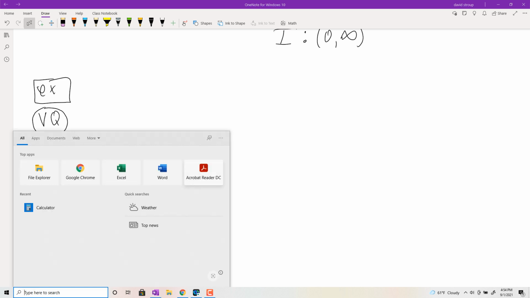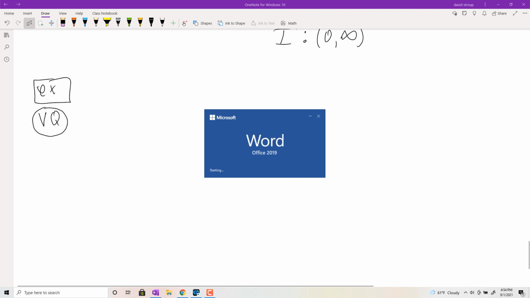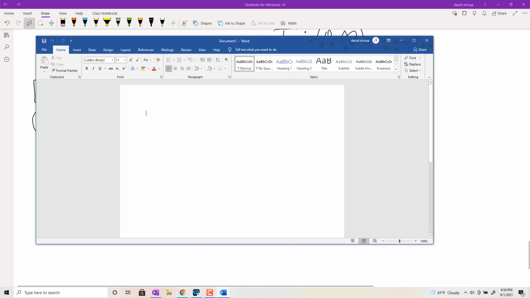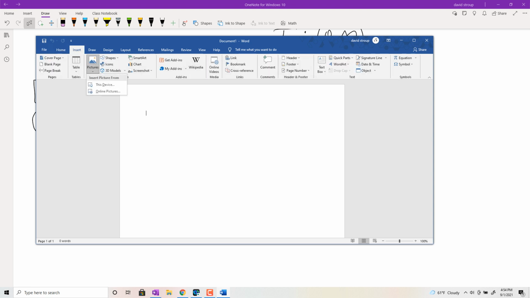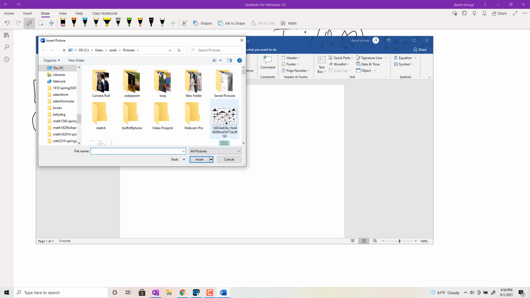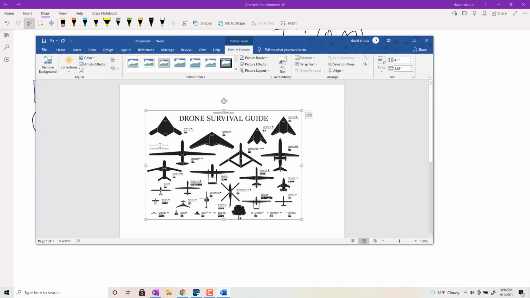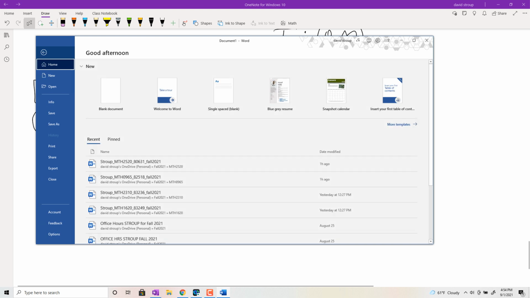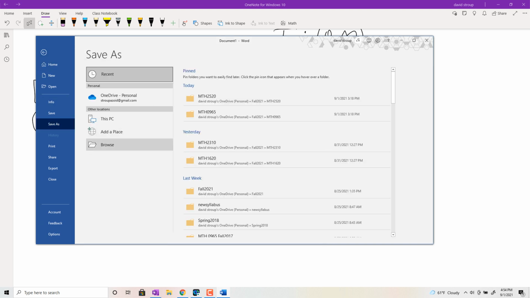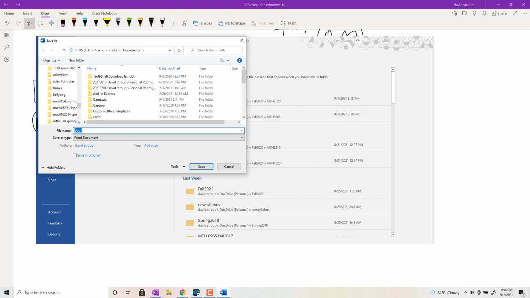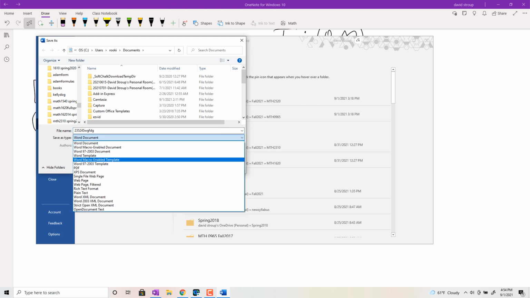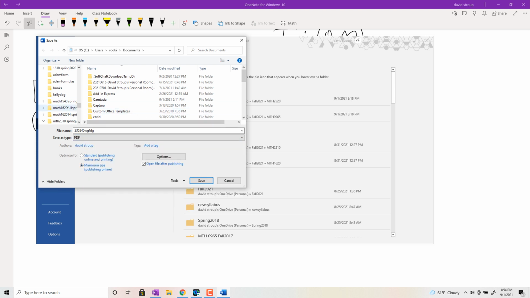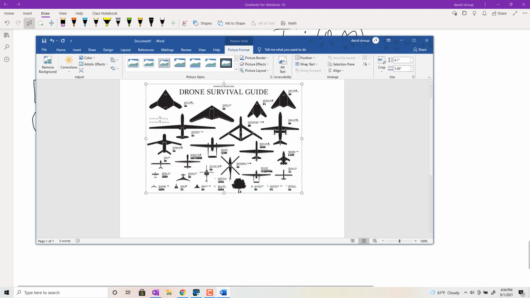So turning something into a PDF: let's pretend I've already uploaded my picture and I want to turn it into a PDF. How do I do that? Well, you go to Microsoft Word, go to Insert, and find wherever you stored your pictures. So maybe this is the picture of your homework. Then you hit File, Save As, Browse, and down here you can call it whatever you want, but go to Save As Type, scroll down to PDF, and it should allow you to save that as a PDF.